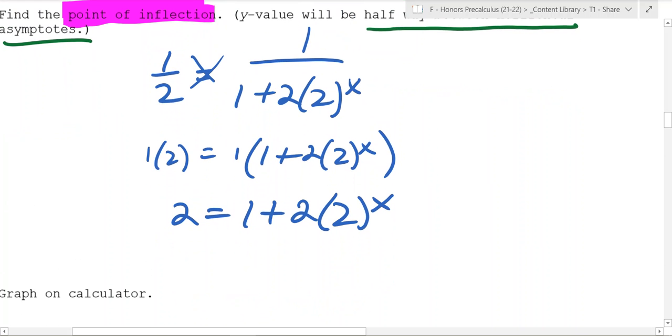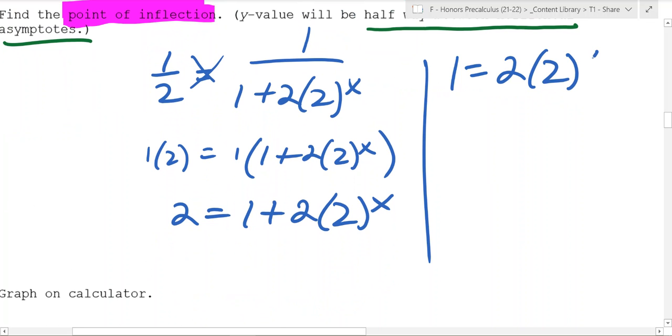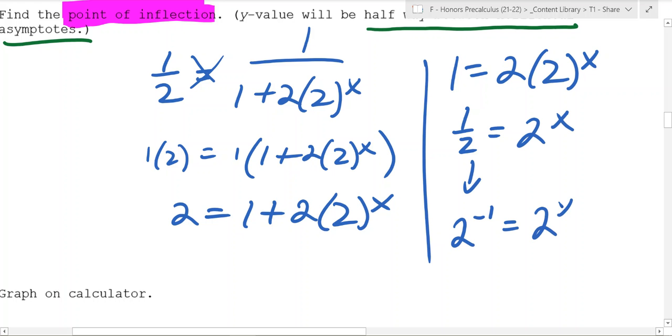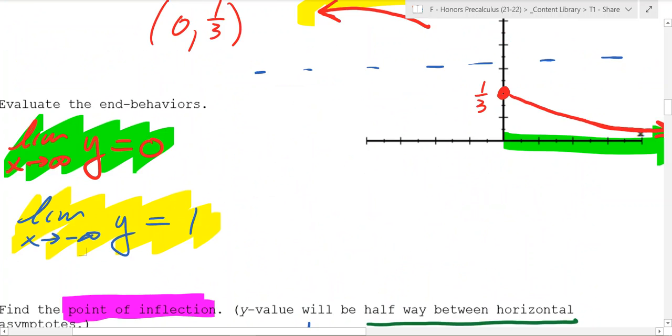Subtract 1 from both sides, and you end up with 1 is equal to 2 times 2 to the x. Divide by 2, 1/2 is equal to 2 to the x. 1/2 is 2 to the negative 1. And for this to be true, negative 1 has to equal x. So x is equal to negative 1, which kind of makes sense on this picture.